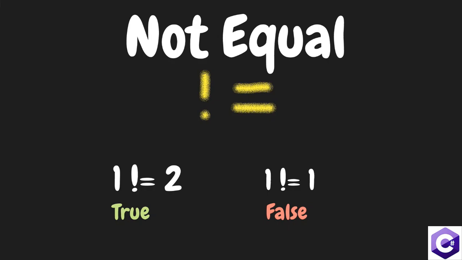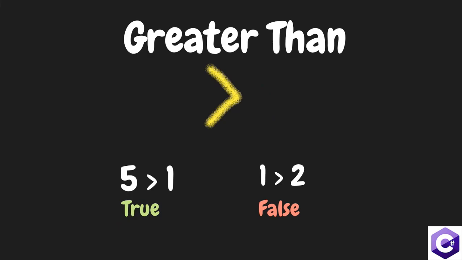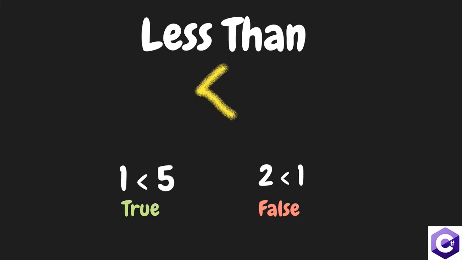Then we have got the greater than sign, which will return true if the first number is greater than the second number. So 5 greater than 1 would be true, but 1 greater than 2 will be false. Of course, we have got the less than sign, which will return true if the first number is smaller than the second number. So 1 smaller than 5 would be true, but 2 smaller than 1 is false.